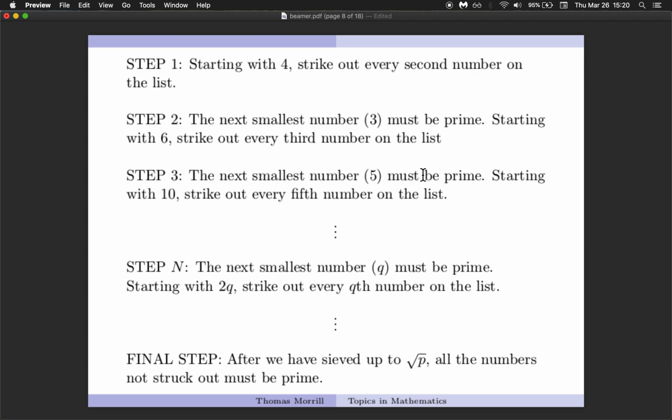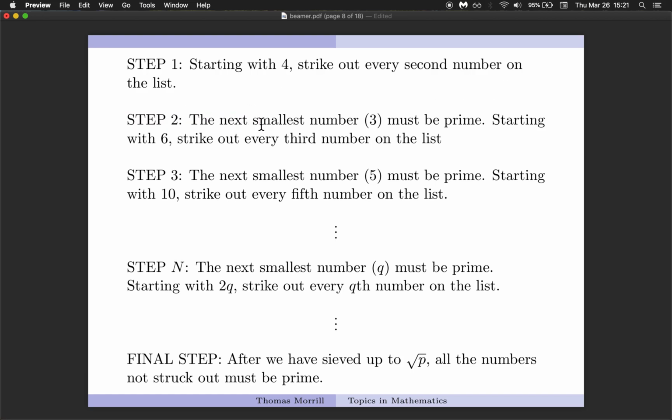What are the steps? So we've listed out all the numbers from 2 up to p. Starting with the number 4, strike out every second number on the list. Those are going to be all the even numbers: 4, 6, 8, 10, 12. Cool. They're gone. I already know they're composite. Get rid of them. Go away. What's the next step I do?